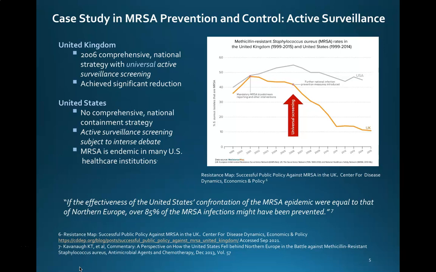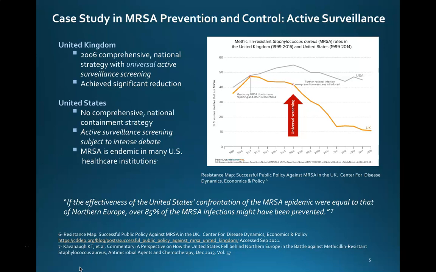Now, in comparison with the US and the gray line, we never did implement a comprehensive national strategy for containment of MRSA. And in comparison to the UK, active surveillance screening was subject to intense debate. We ultimately landed on different forms of screening of high-risk patients, but very few institutions actually undertook universal active surveillance screening. And as a result, MRSA is endemic in many US healthcare institutions. While rates have come down significantly, we've never really been able to achieve what the UK achieved.